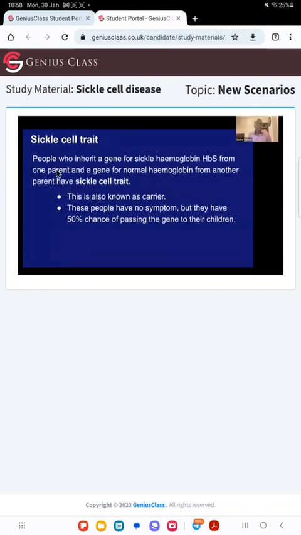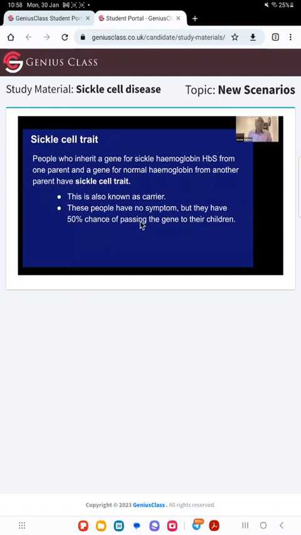Now, people who are what we call carriers, or sometimes have sickle cell trait, inherit a gene for sickle cell from one parent and a gene for normal hemoglobin from the other parent. Because they got normal hemoglobin from the other parent, which is not affected, they can only be a carrier. In other words, they have sickle cell trait. These people have no symptoms, but they have a 50% chance of passing the gene to their children as well.